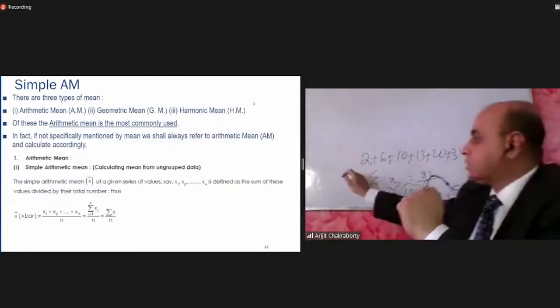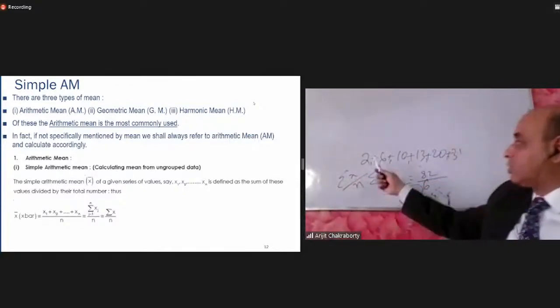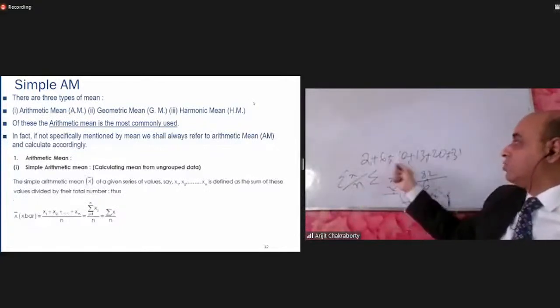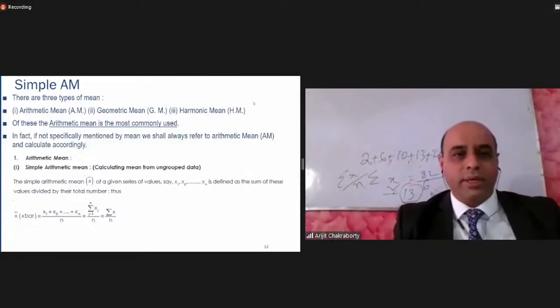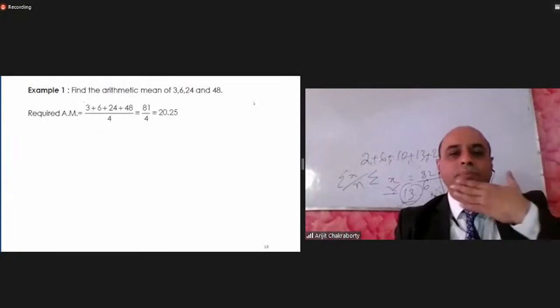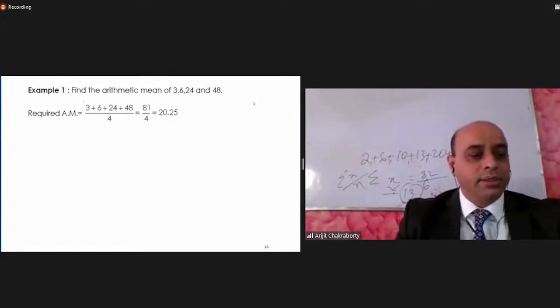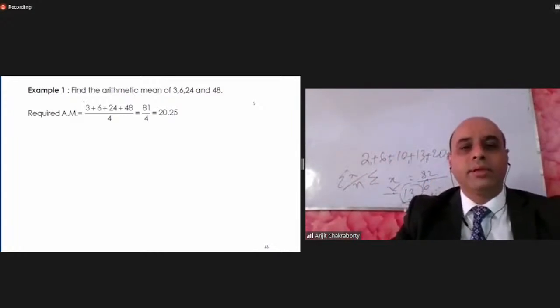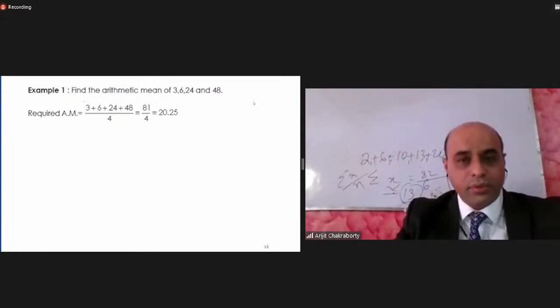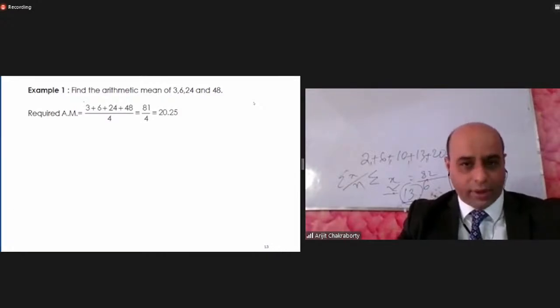So here, the average is sigma x divided by n. N is the number of observations. Here the number of observations is 6, 1, 2, 3, 4, 5, 6. So that's the first formula, sigma x by n. Now this is an example, you can see 3, 6, 24, and 48. We can easily find the arithmetic mean just by looking at the addition. We get the sum and then we divide by the number of observations. Here we have 4 numbers, 3, 6, 24, and 48, so we are getting an average of 20.25.